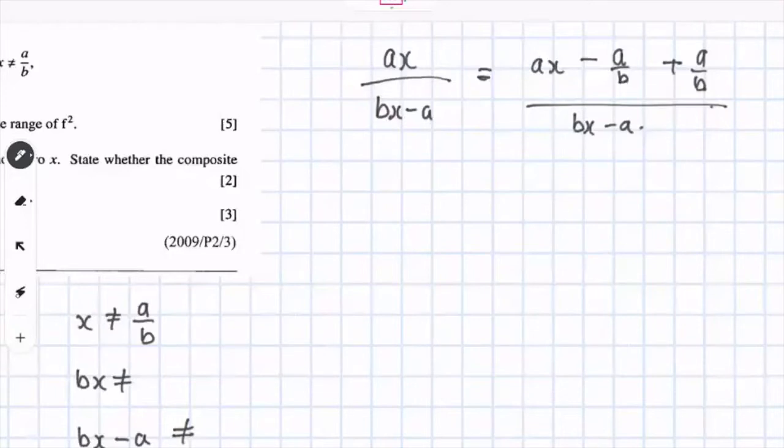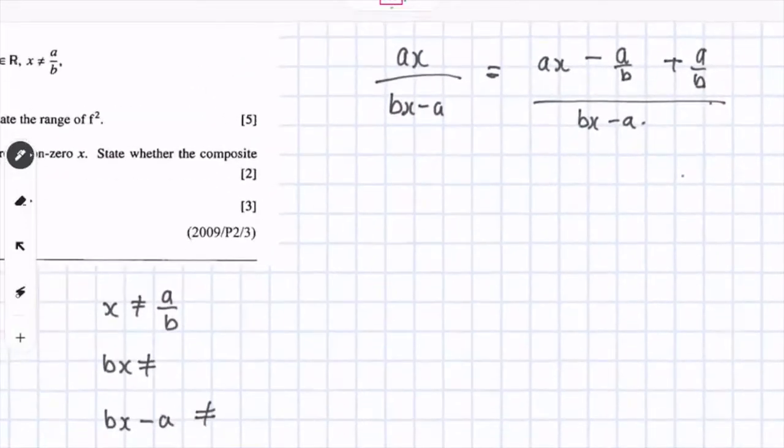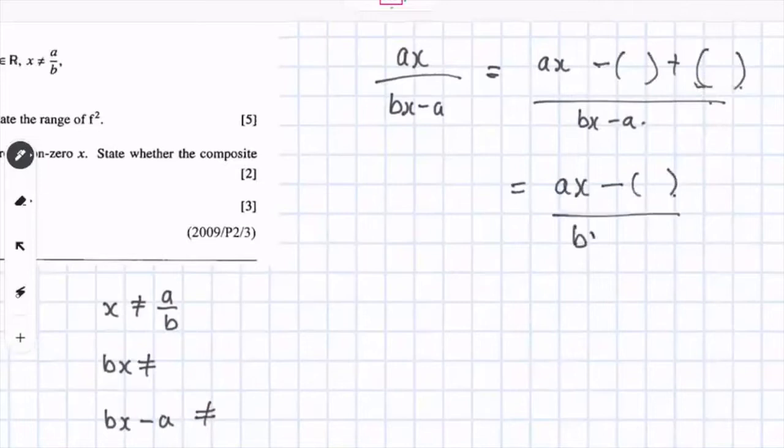A square over b. Why do you need to minus AB and plus AB? Isn't it just 0? Yeah, that's the thing. Minus something plus something. Bx minus a.